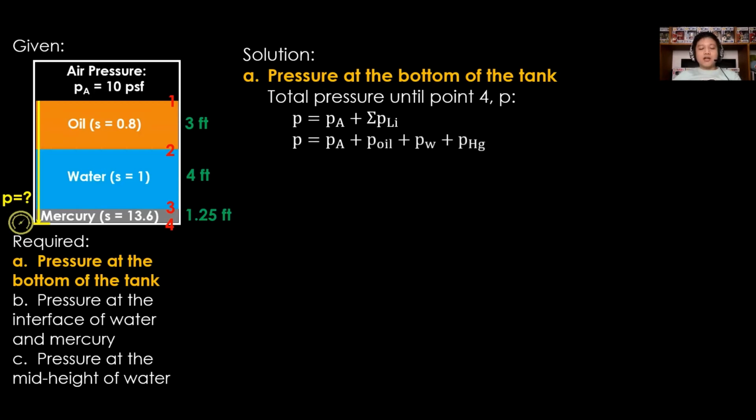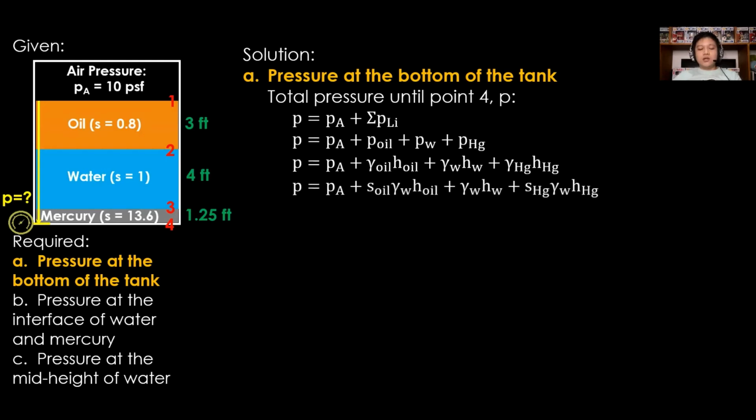So replace with pressure of involved fluids. Those are oil, water, and mercury. And P is therefore equal to the gamma of the liquid times the height of that liquid. So for unit weight of liquids, consider the formula of specific gravity. Therefore, gamma is equal to the specific gravity of liquid times the gamma of reference fluid, that is water.